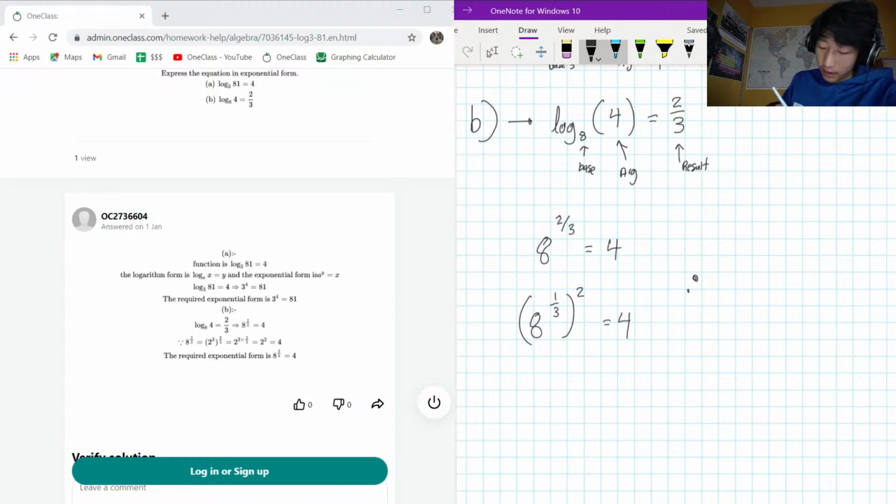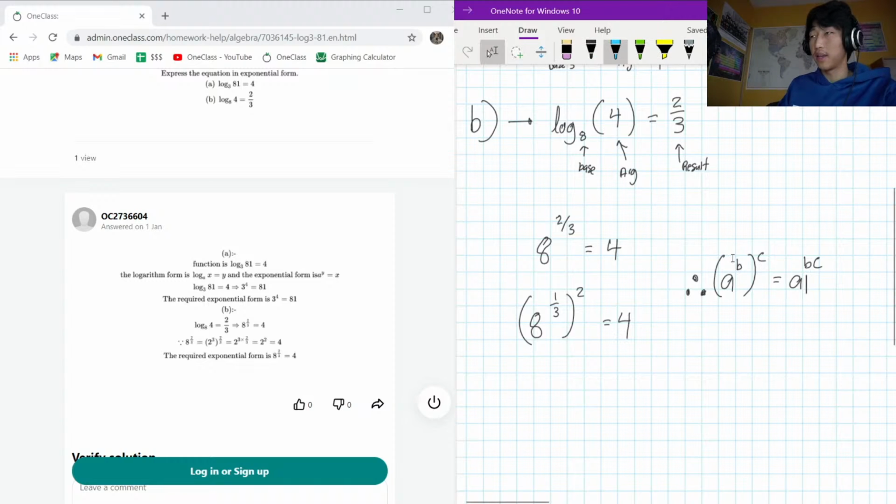And we know that because a to the power of b to the power of c is equal to a to the power of bc. So if you have multiple things multiplying together, this works with fractions too. You can just separate them by sending them outside of the exponent, like putting brackets around it.